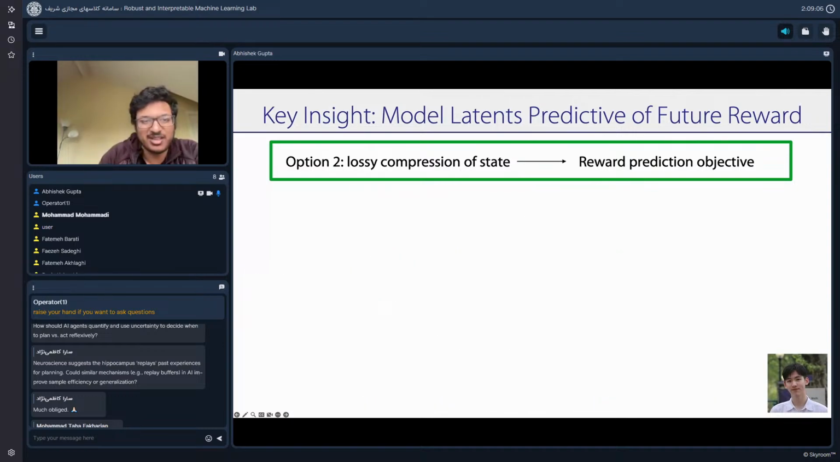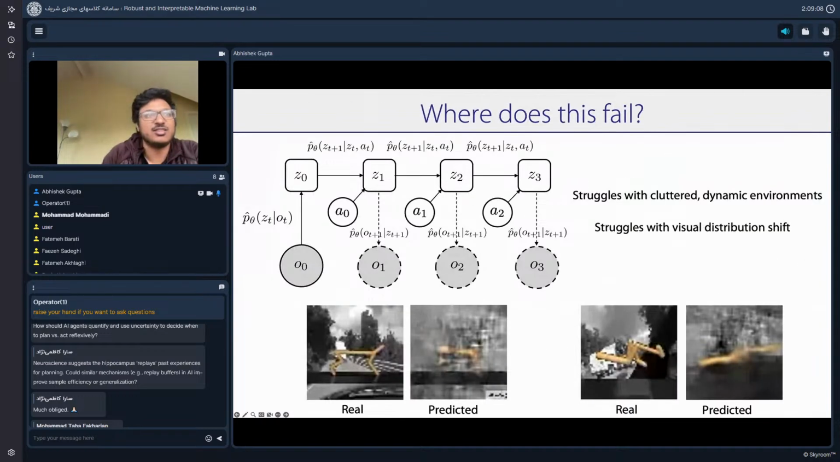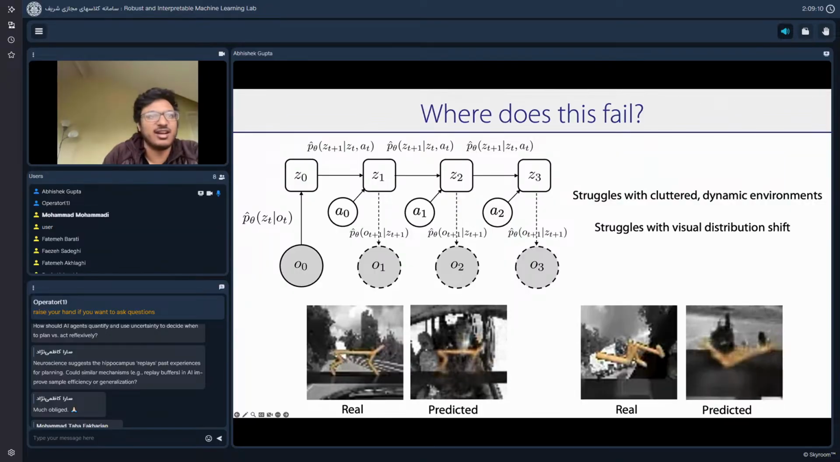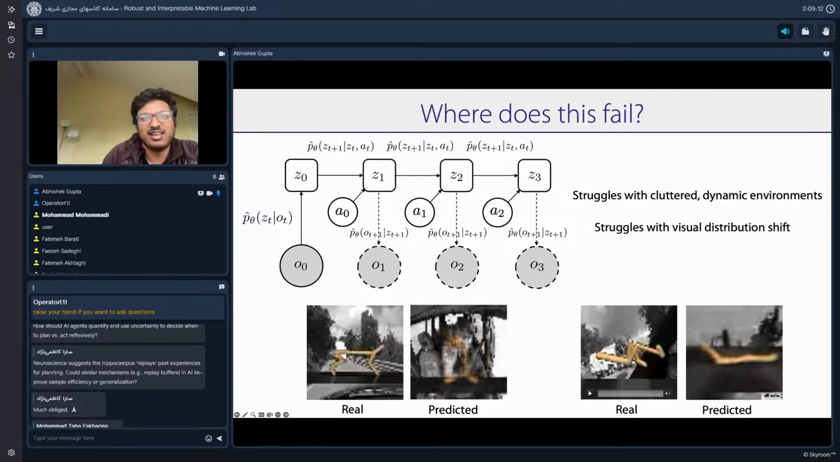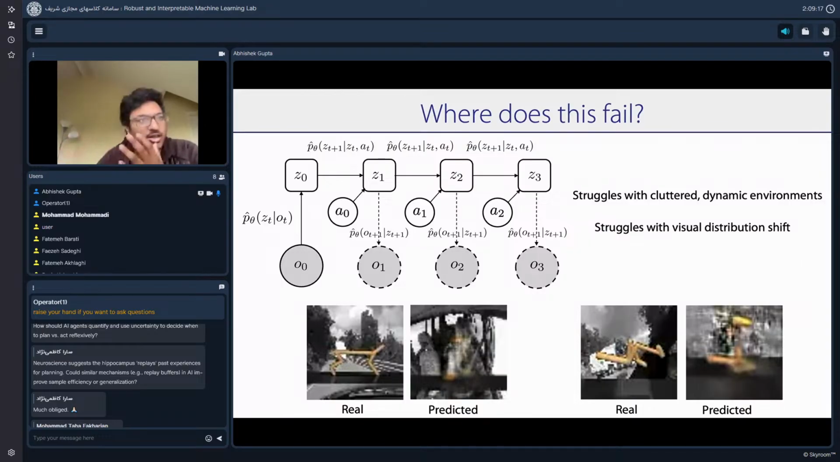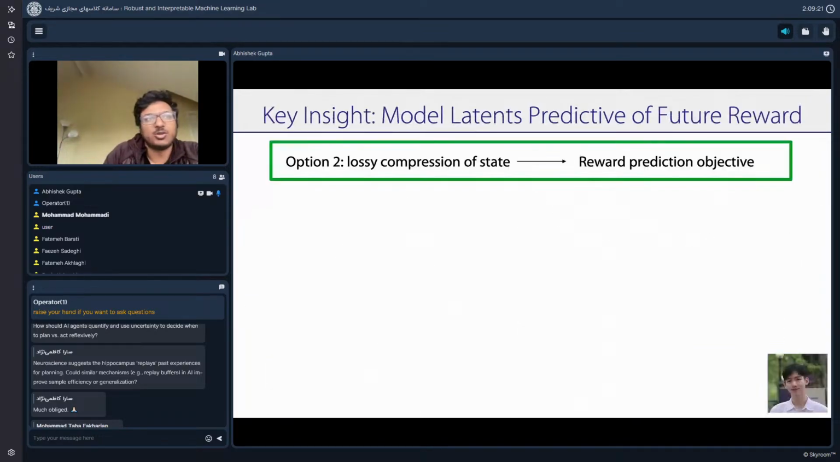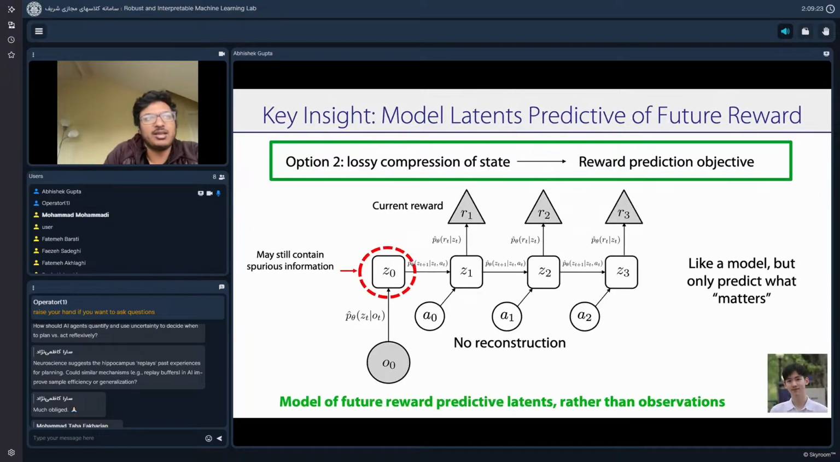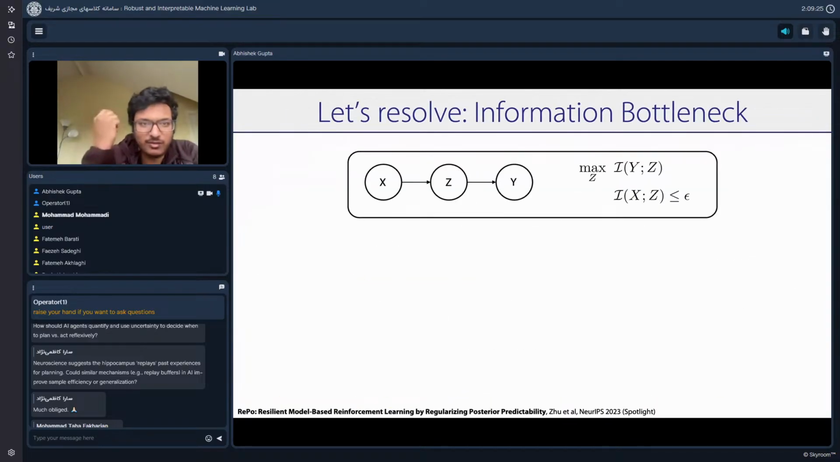This is especially evident if you look at these kinds of observations. You see that there's all this random stuff in the background. Yes, predicting reward is good, but you can also predict spurious correlations in the data, which may not actually matter. And so a common idea in machine learning is the idea of an information bottleneck.